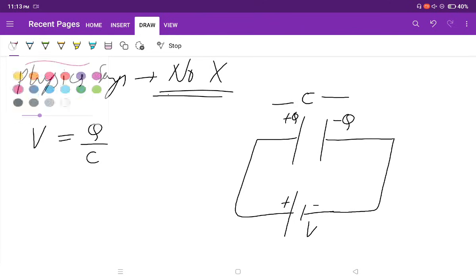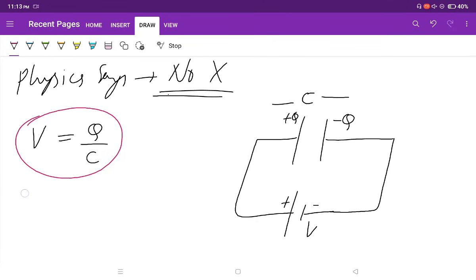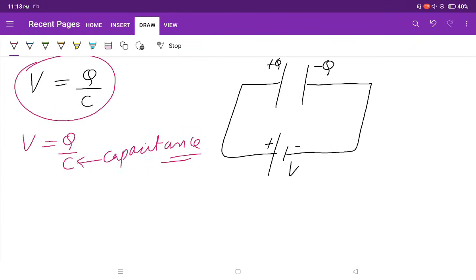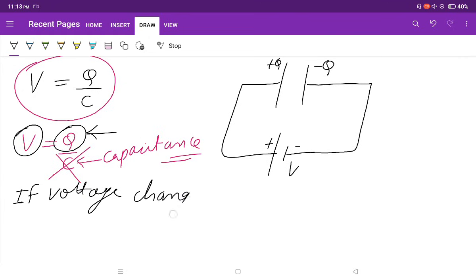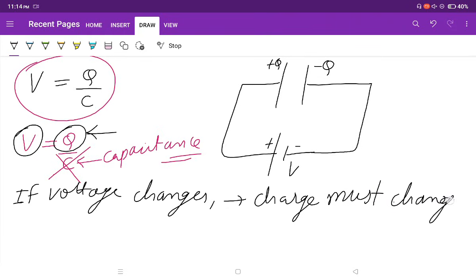In the equation, voltage equals Q over C, where C is the capacitance. Now if I have a capacitor, its capacitance is a fixed value. So the only thing the voltage depends on is the charge. If voltage changes, the charge must change. For a voltage to change, charge must change on the capacitor plates.